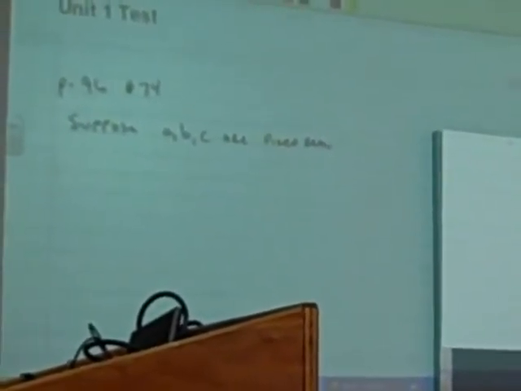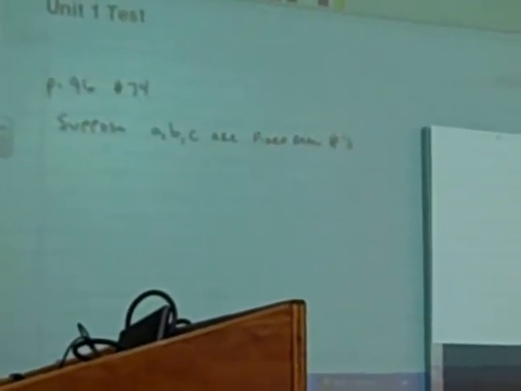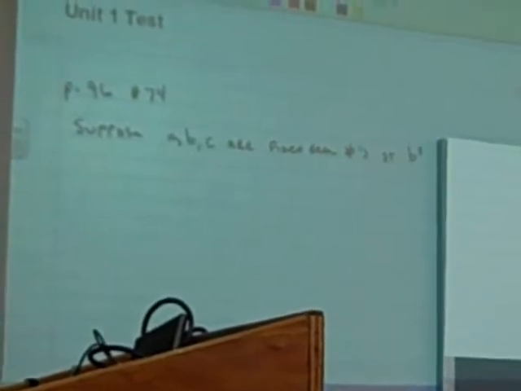Let's suppose A, B, and C are fixed real numbers such that B squared minus 4AC is greater than or equal to 0. What is it, B squared minus 4AC again? What do we call that?